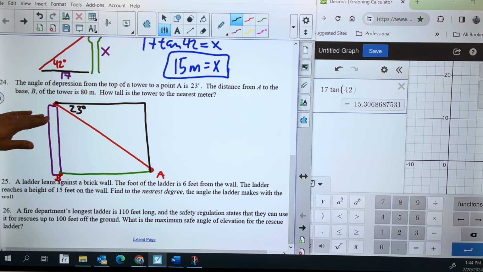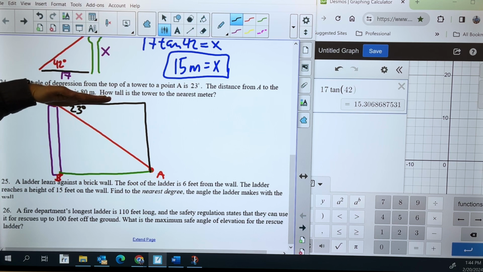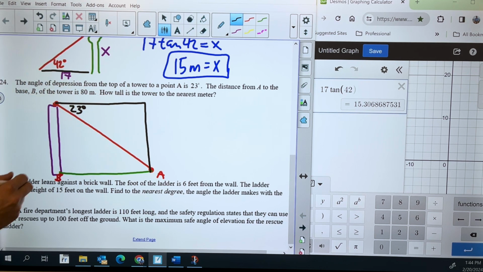People get this problem wrong because they put the 23 in there. That is not the angle of depression. The angle of depression starts at horizontal and goes down. That distance A to B is still going to be right there.